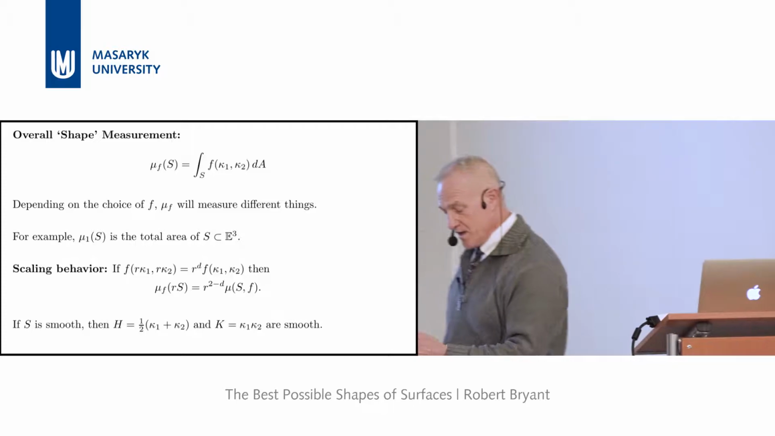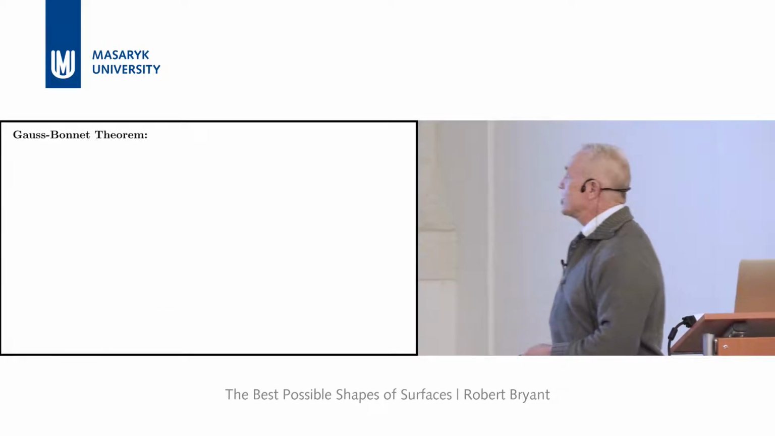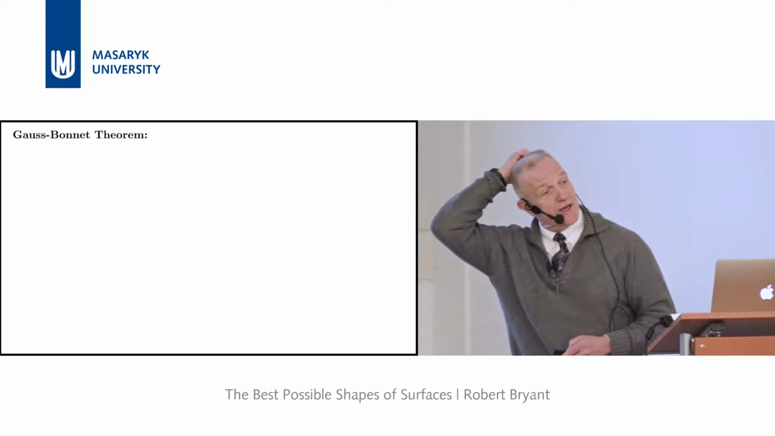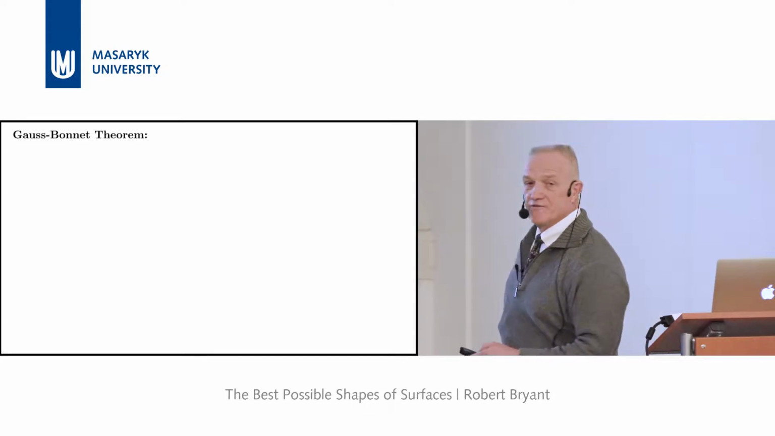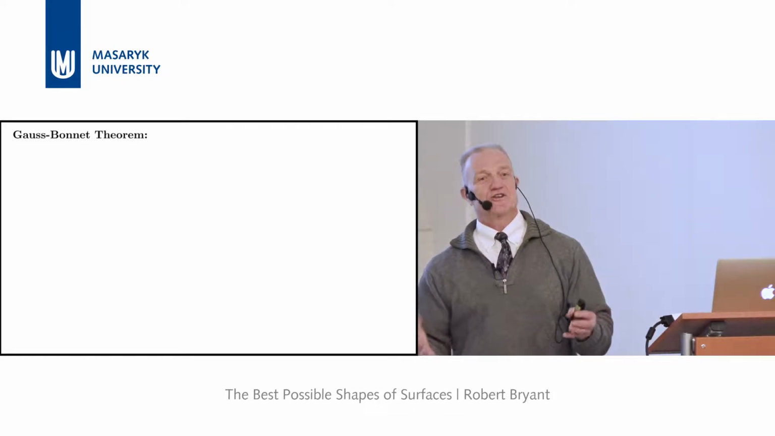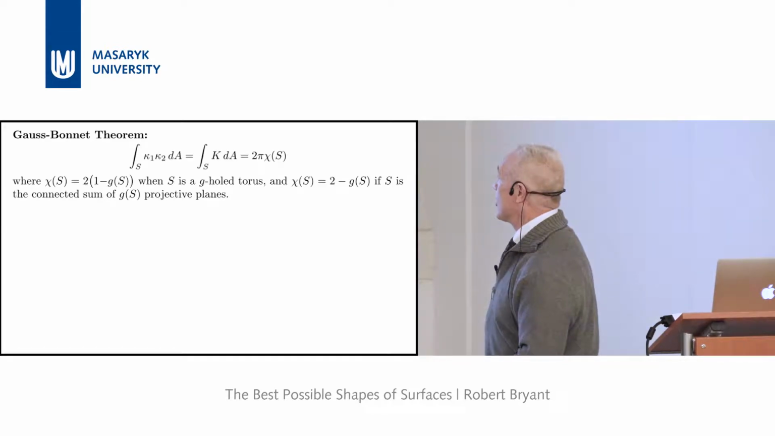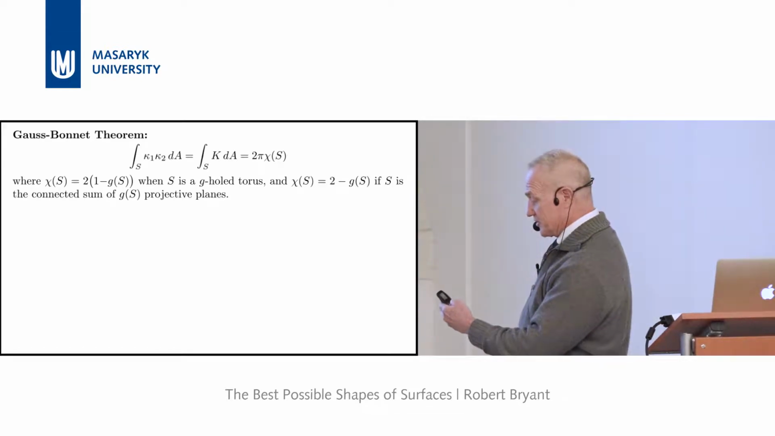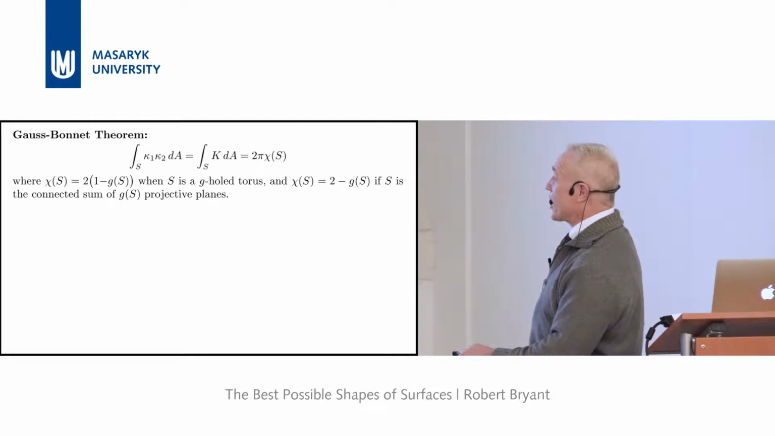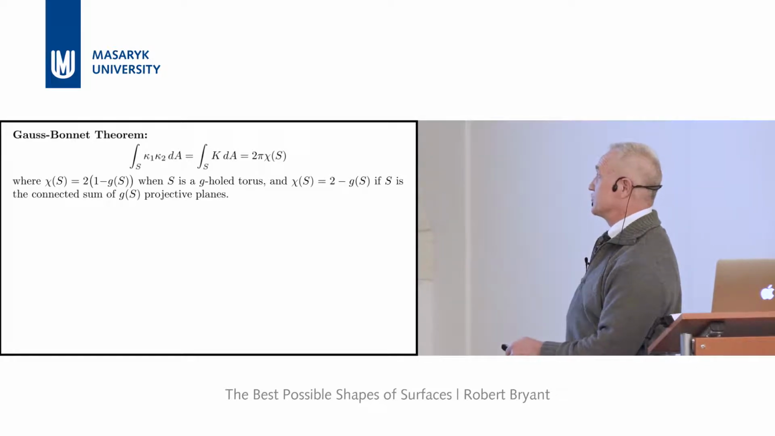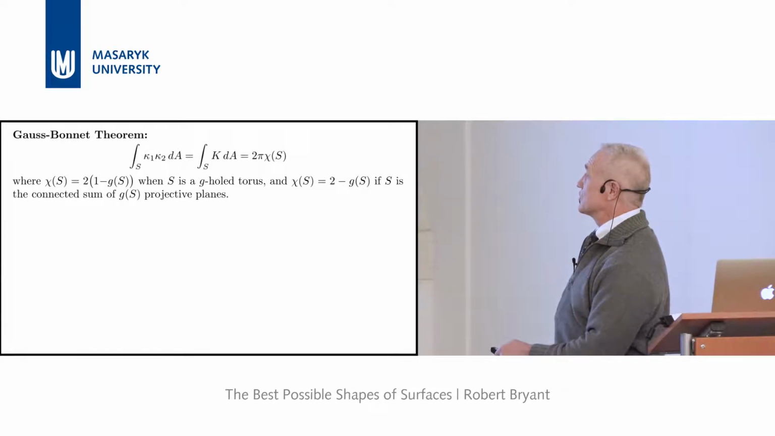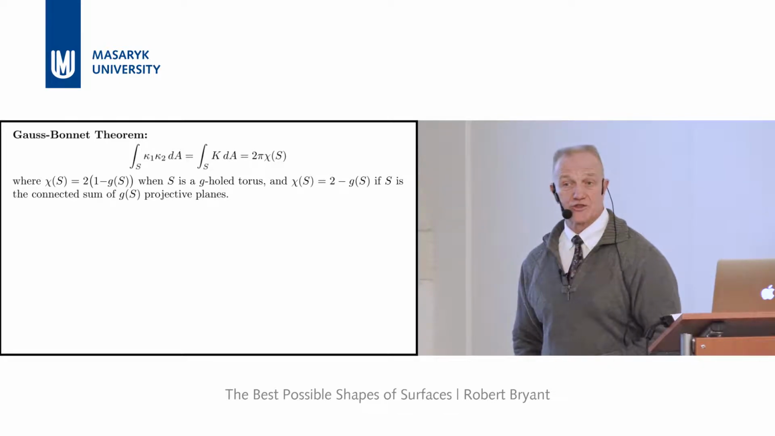However, there's a famous theorem, the Gauss-Bonnet theorem, that tells us that in fact that particular combination doesn't tell you anything about the shape of the surface. The Gauss-Bonnet theorem says that if you integrate the product of the principal curvatures, that is, you integrate K over the surface, it always comes out to be 2 pi times a whole number, an integer called the Euler characteristic of the surface.